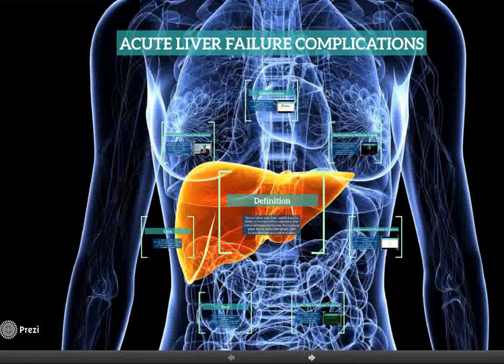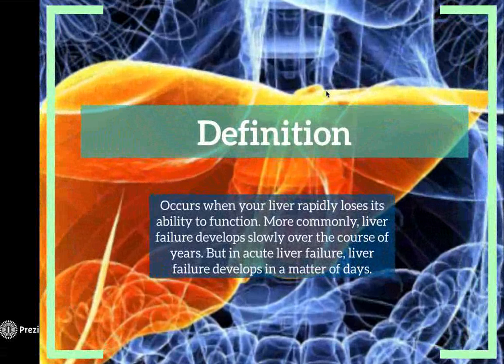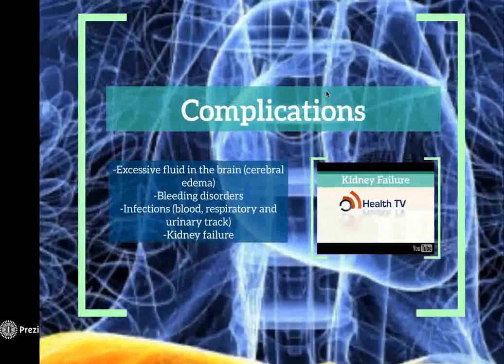My name is Sofia Correa and the topic of the day is acute liver failure complications. We are going to start with the definition. Acute liver failure occurs when your liver rapidly loses its ability to function. More commonly, liver failure develops slowly over the course of years, but in acute liver failure, the liver failure develops in just a matter of days.